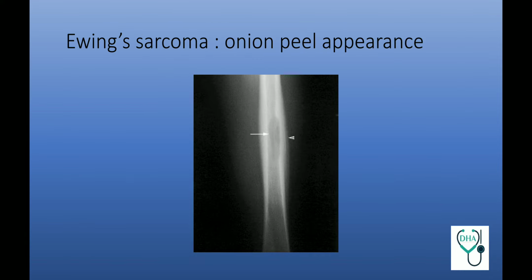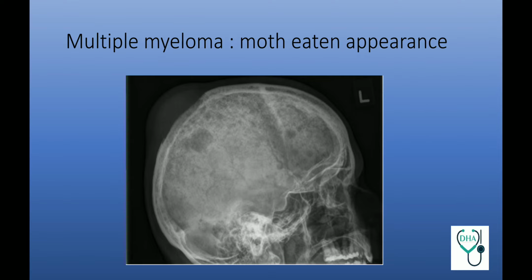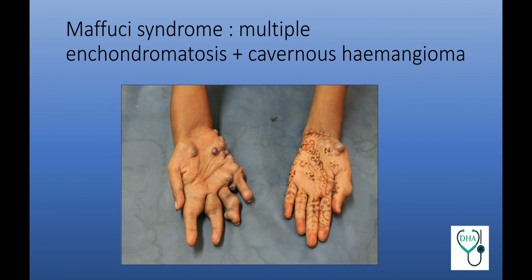Second image of Ewing sarcoma. You can see onion peel appearance. And as we have read before, it is most commonly seen in shaft of femur. An image of multiple myeloma of moth-eaten appearance. You can see multiple punched out lesions in the skull. And lastly, an image of Maffucci syndrome, which is multiple enchondromatosis with cavernous hemangioma.